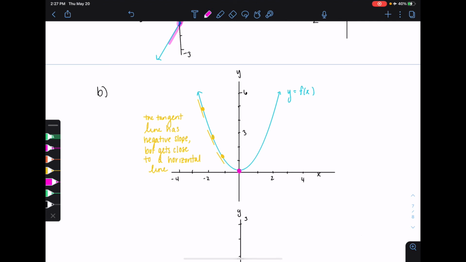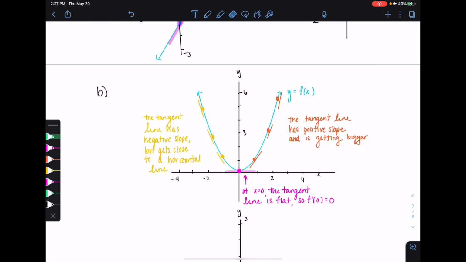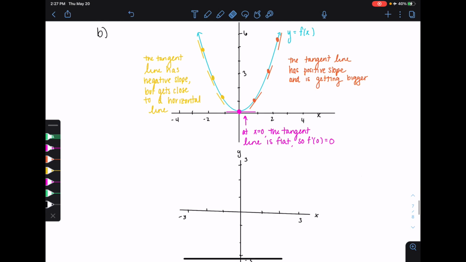At 0 itself, if I draw the tangent line, it is flat. So at x equals 0, the tangent line's flat. So the derivative evaluated at 0 is 0. There's no slope. And then if I pick points to the right, I've got a positive slope and steeper, positive slope and even steeper. So the tangent line is positive, which means it's a positive number, and it's going to be getting bigger and bigger and bigger.